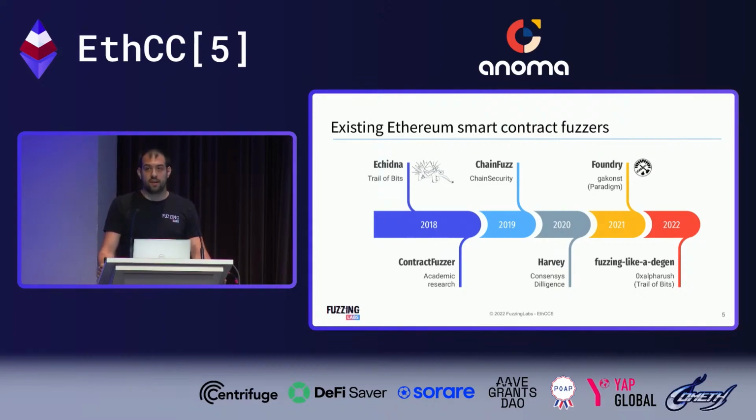Recently, we got Foundry, which supports fuzzing. I will discuss more about that. And a quick shout out to fuzzing like a dgen. It's definitely not a really efficient fuzzer, but it's really nice that people start to publish some new stuff and learn more about fuzzing in the ecosystem.